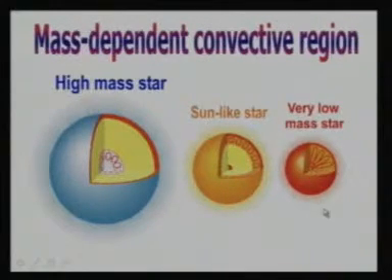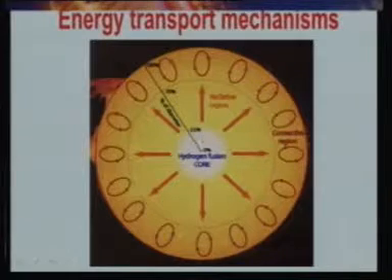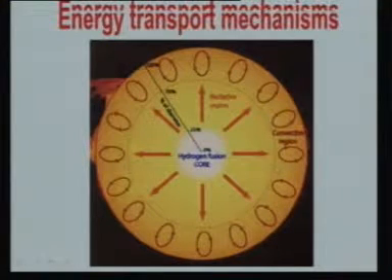In the sun-like stars you saw a shell. In the stars which have very low mass, this shell becomes the whole star. So throughout the star we have only the convective process. In normal stars it is radiation and convection.